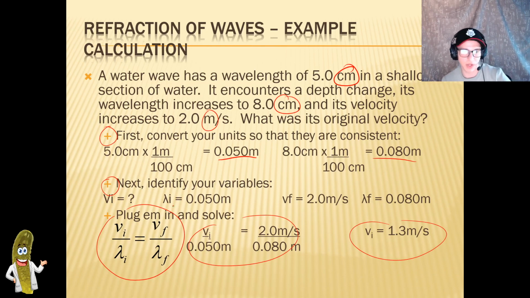But what we do is we plug in each of the values that we know. We knew the wavelength initial, the velocity final, and the wavelength final. And so all that we have left to solve for is this VI. And you can multiply both sides of this equation by 0.050. And when you do, you end up with an initial velocity of 1.3 meters per second. All right.